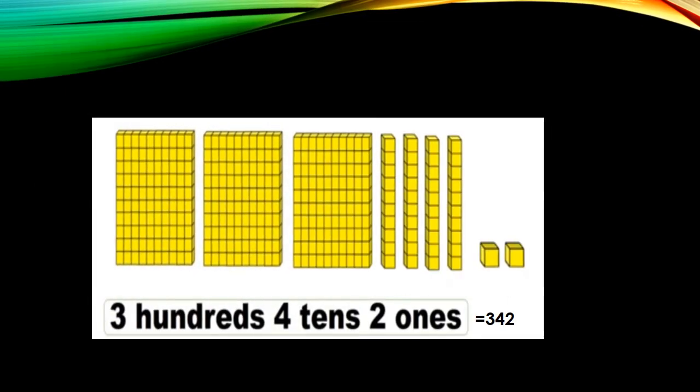One more example, children. You can look into the picture. There are 3 blocks of hundreds, 4 blocks of tens and 2 blocks of ones. This makes the number 342. I repeat, 342.